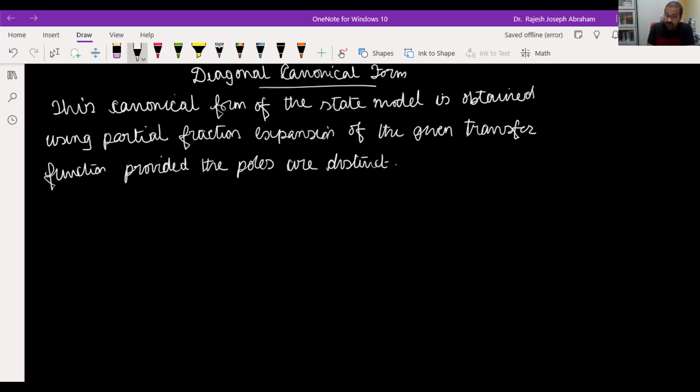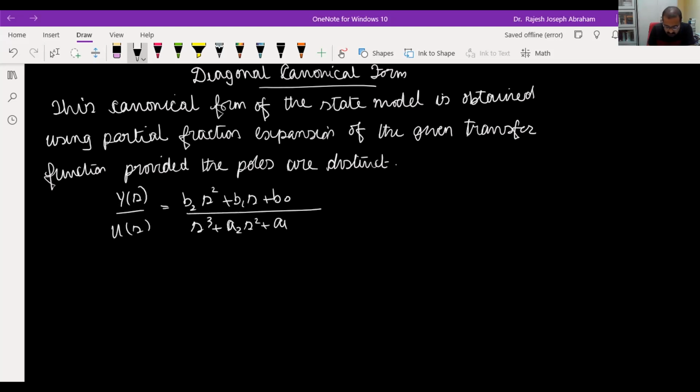Again, as before, let us start with a third order transfer function. Suppose the transfer function is Y of s by U of s equal to b2 s square plus b1 s plus b0, whole divided by s cube plus a2 s square plus a1 s plus a0. So it's a third order transfer function. How many poles will there be? 3 poles. So assume that I can expand it like this: some constant k1 divided by s plus lambda 1, plus k2 divided by s plus lambda 2, plus k3 divided by s plus lambda 3.